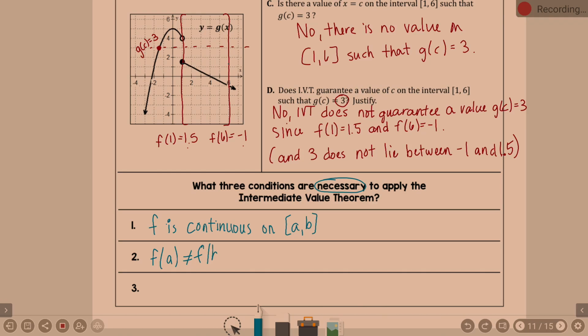So f of a cannot equal f of b. And then the one that we just came across is that f of c has to fall between f of a and f of b for this to work. So f of c must be between f of a and f of b. Those are your 3 conditions as we proceed through that have to be true.